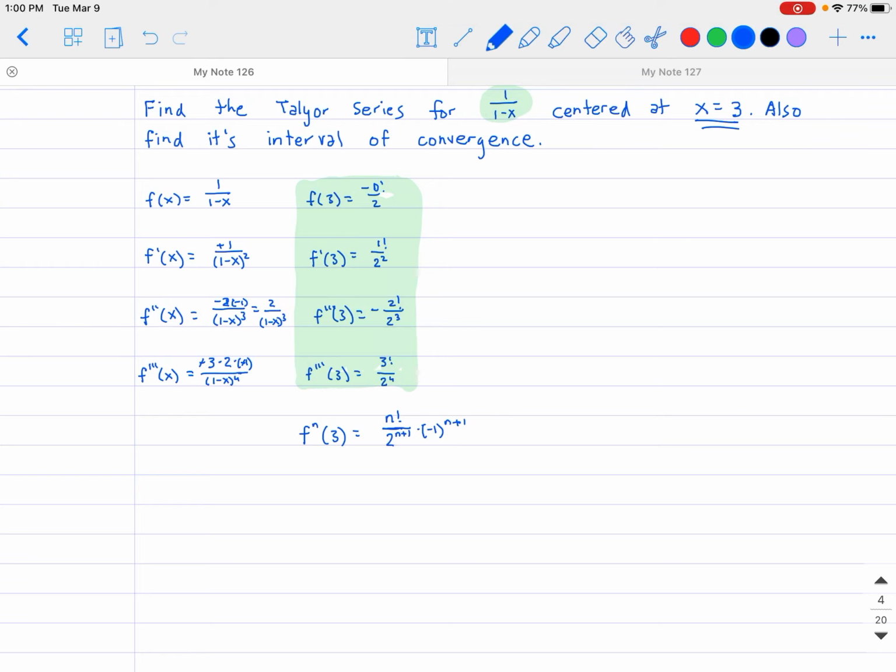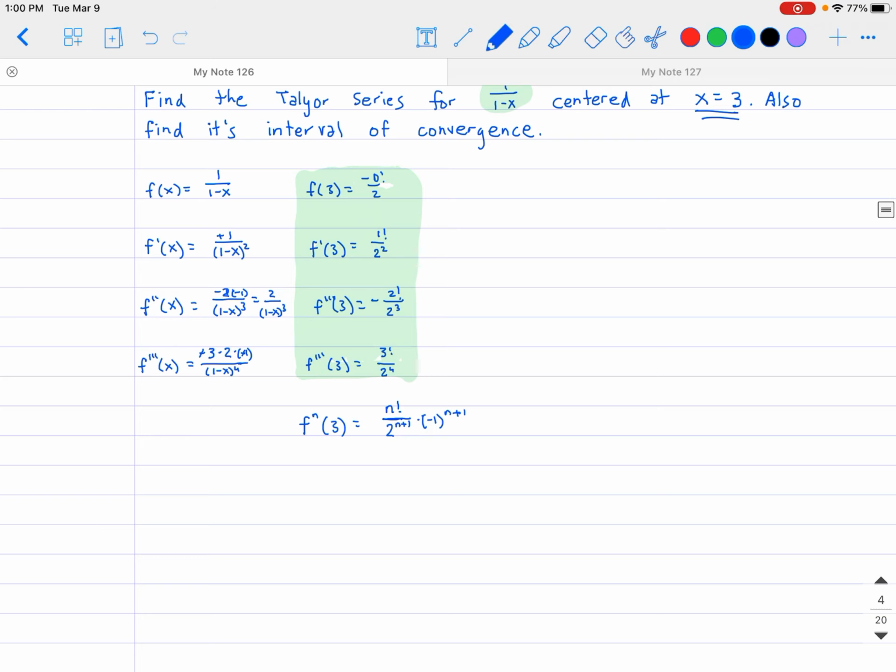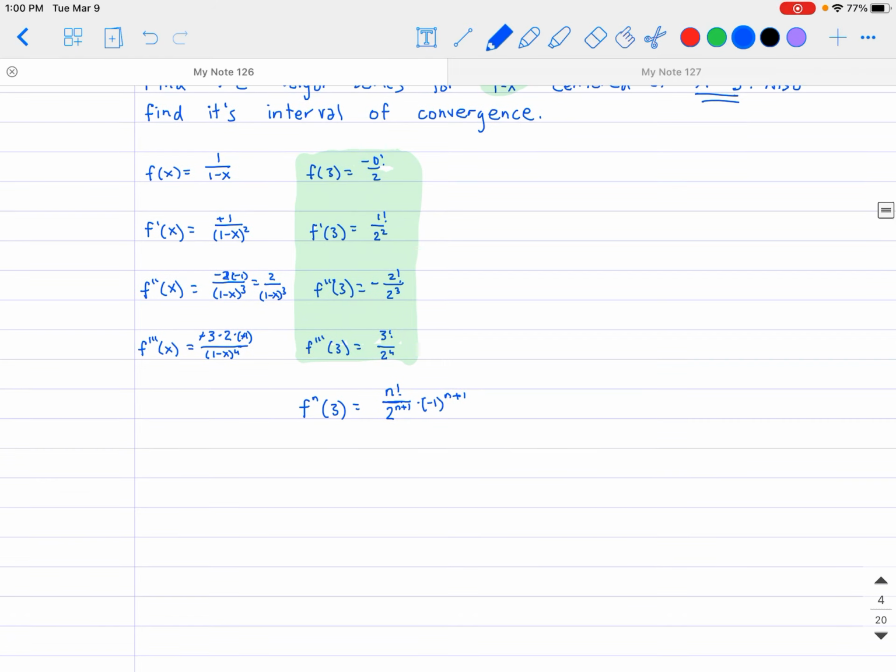All right, so now we're going to go ahead and put it all together. So that means that for 1 over 1 minus x, the Taylor series at x equals 3 is going to be equal to the following. The first term is going to be equal to, it looks like, negative 1/2.